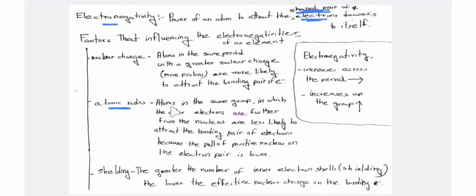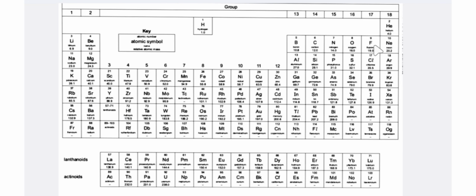Then for atomic radius, atoms in the same group in which the outer electrons are further from the nucleus are less likely to attract the bonding pair of electrons because the pull of the positive nucleus on the electron pair is lower. So, suppose atoms are in the same group, but their electrons are further from the nucleus. Let's suppose two atoms, bromine and fluorine.